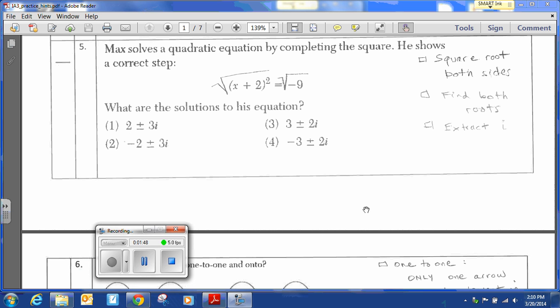Here we're using the completing the square method to solve this quadratic. As you can see, this is already in a perfect square binomial, so we take the square root of both sides. Don't forget to extract i out of this because you cannot take the square root of a negative number.